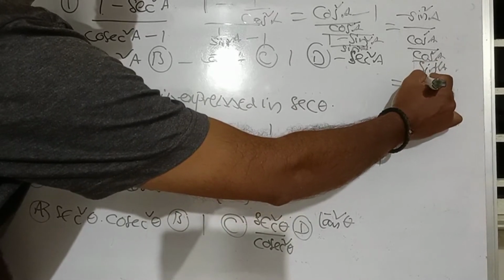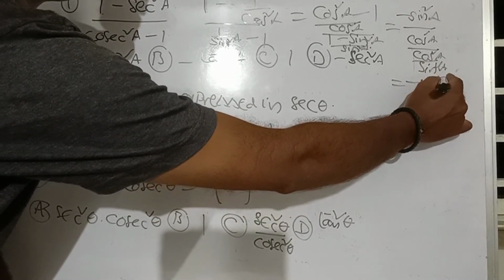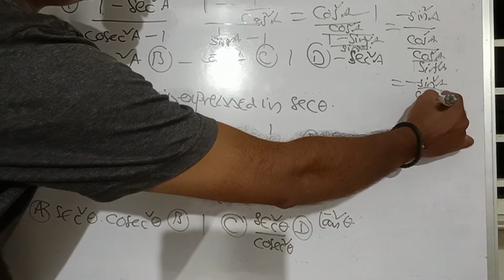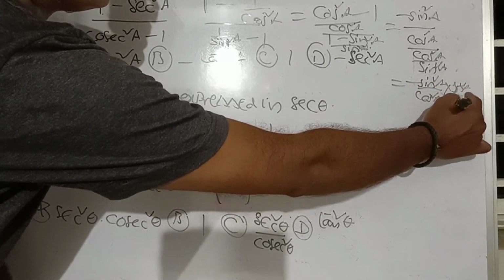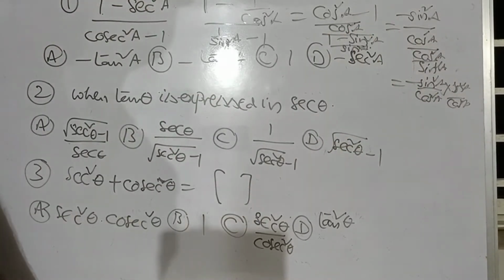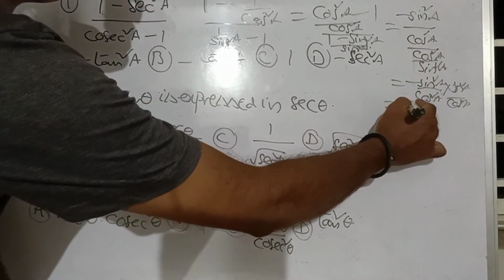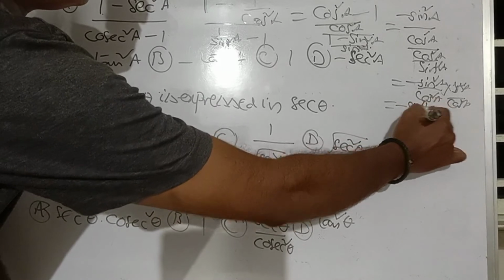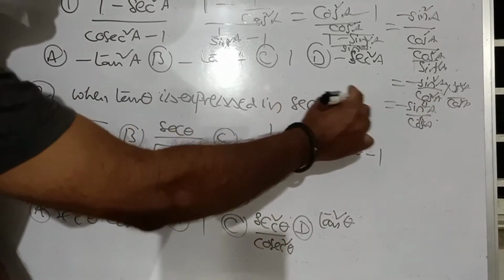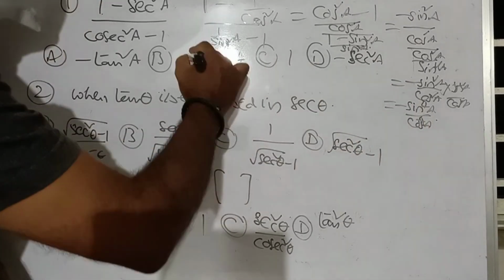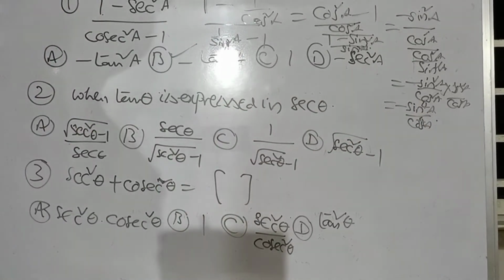Therefore, minus sin square A by cos square A into sin square A by cos square A. Therefore, minus sin power 4A by cos power 4A. Sin power 4A by cos power 4A is sin by cos, that is tan A, so minus tan power 4A. Option is B.